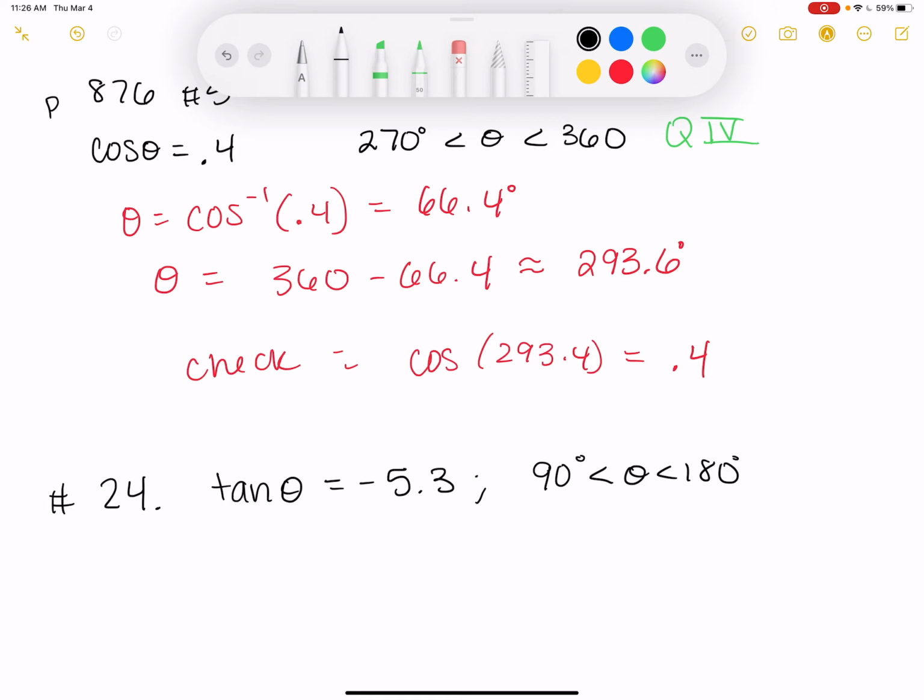Well, part of the problem is this is not a sine problem. This is a tangent problem. I think I did the same thing. Oops.